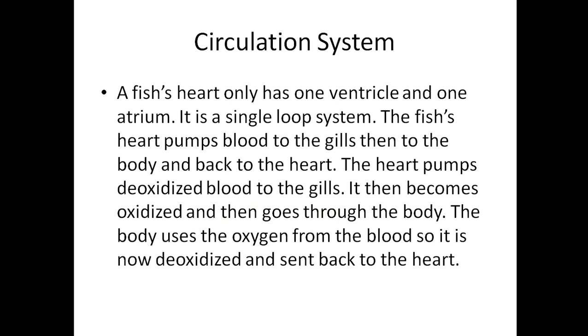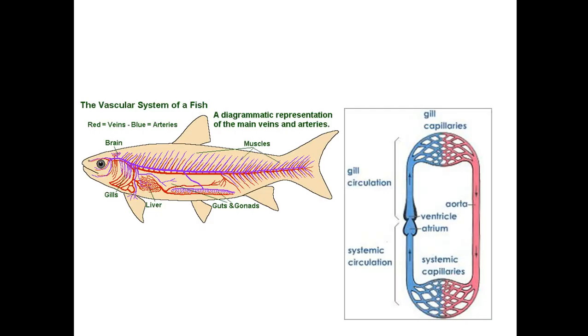How does the circulation happen? The fish heart pumps blood to the gills. In the gills, the blood gets oxygenated. Then it moves to the body. Supply oxygen, receive carbon dioxide, again comes back to the heart. Then the heart pumps the deoxygenated blood to the gills and it becomes oxygenated, then goes to the body. This is how the circulation works.